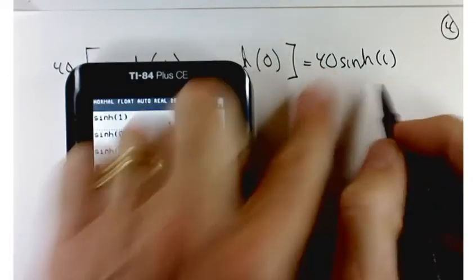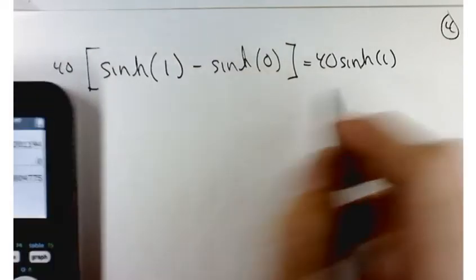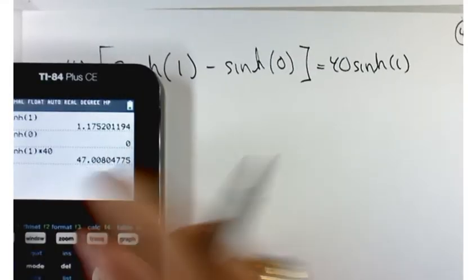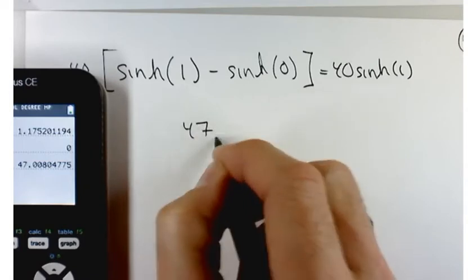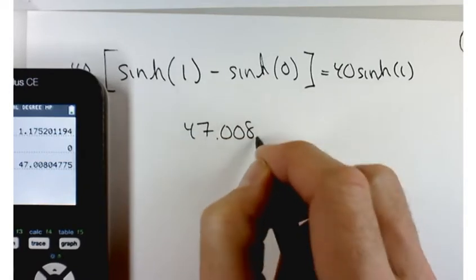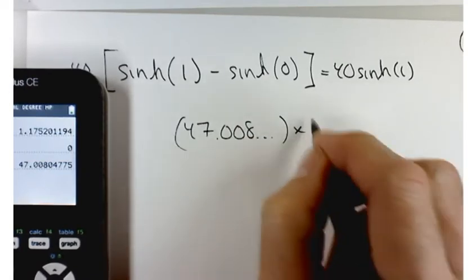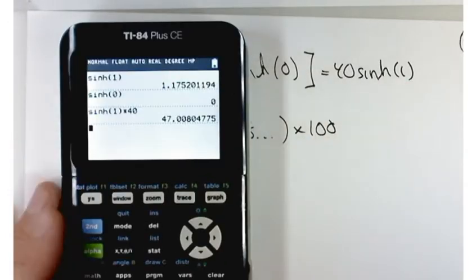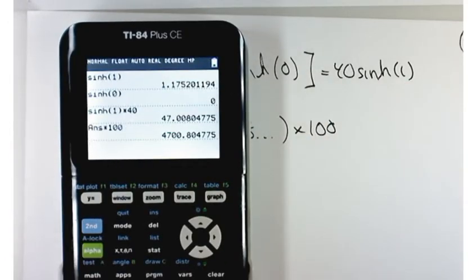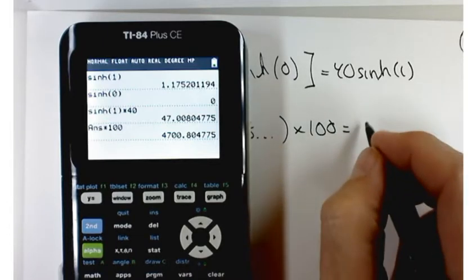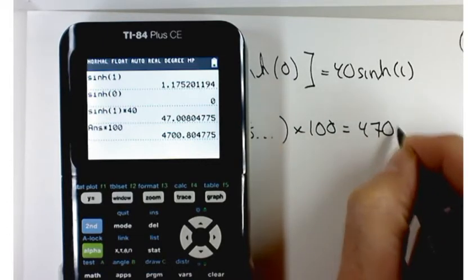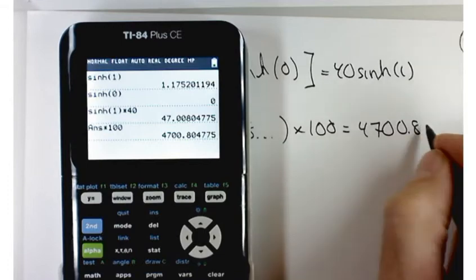So the length of the roof one way is 47 feet and some change, 47.008. So the area of the roof is that times 100. It's about 4,701, roughly speaking, square feet.